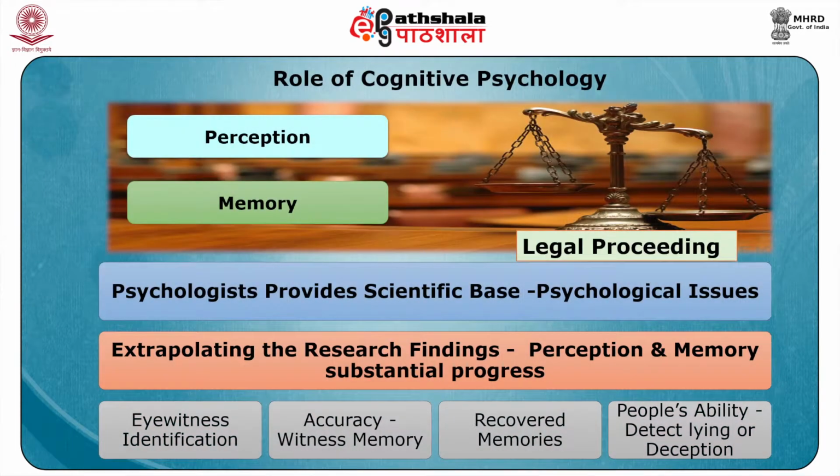You see, perception and memory are the building blocks of a legal proceeding. A cognitive psychologist provides the scientific base for the psychological issues that may influence these. By extrapolating the research findings on perception and memory, substantial progress has been made in objectifying legally relevant issues like eyewitness identification, accuracy of witness memory, issues related to recovered memories, and people's ability to detect lying or deception.